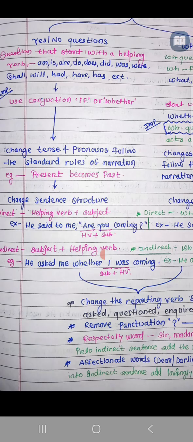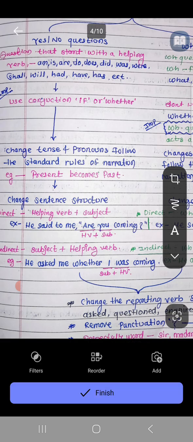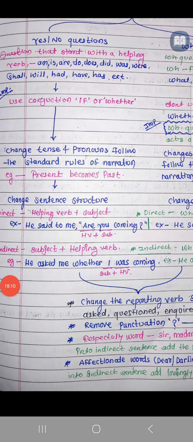Okay, but when I want to tell his question to another person, at that time how do we say it? I say, "He asked me whether I was coming." Why do I use "whether" here? Because of rule number 2. What does rule number 2 say?